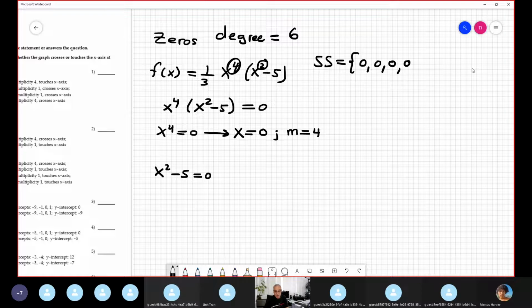This is the idea of multiplicity, and to answer the question in this problem: when the multiplicity is an even number, the graph touches. Touches what? Touches the x-axis.